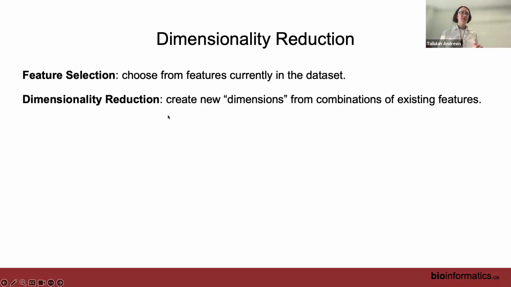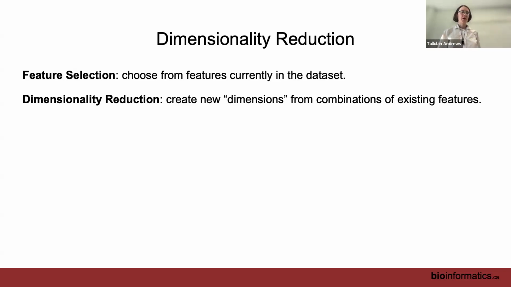The other way we can reduce the dimensionality is what's known as dimensionality reduction, or feature extraction, you'll also hear it called. And this is where we create a new dimension from the combination of existing features. So this might be, we're going to take all of the genes related to the cell cycle and compress them down into one feature that's just representing the cell cycle.